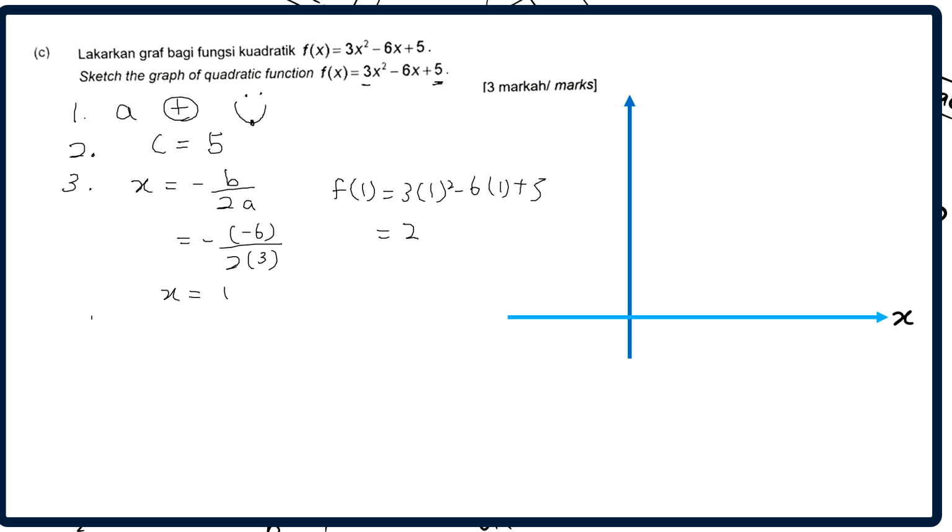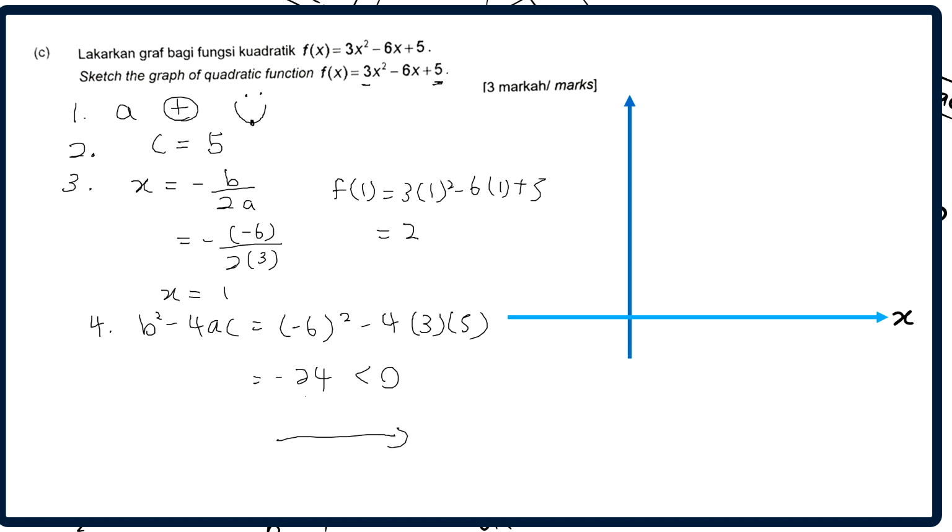Step 4 is to find the types of roots. I already explained the types of roots. So we substitute into the formula b squared minus 4ac. b squared is negative 6 squared minus 4 times 3 times c, and c is 5. So we get the answer negative 24. So it's less than 0. Less than 0, so no point of the graph will touch the x-axis.